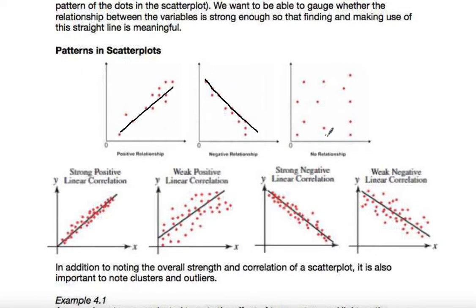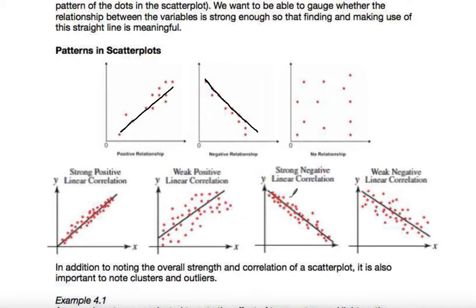The last one here is a no relationship. So we can't make a straight line from these points, or we don't see a linear pattern in these points. So once we discover whether we have a positive relationship or a negative relationship, then we talk about how strong a relationship we have. So if we see that our points are very closely clustered together and it has a positive slope, then we say that this has a strong positive linear correlation. And then if we see that our points are still going in a positive direction, but they seem to be a little bit more spread out, then we say that we have a weak positive linear relationship or correlation.